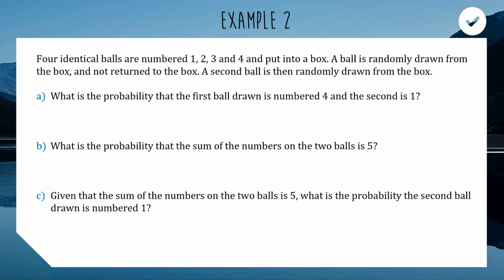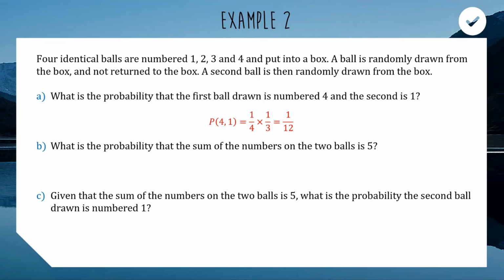Question A, what is the probability that the first ball drawn is numbered 4 and then the second one is a 1? Okay, so on the first draw, the probability that we get the 4 is a 1 in 4 chance. And then on the second draw, the probability we get the 1 is going to be a 1 in 3 chance. We want to find the probability of doing both. So as we've done many times now, we are going to multiply them. So a quarter times a third is 1 out of 12. Like I said, 12 possibilities in total, and one of those 12 is going to be a 4 and then a 1.